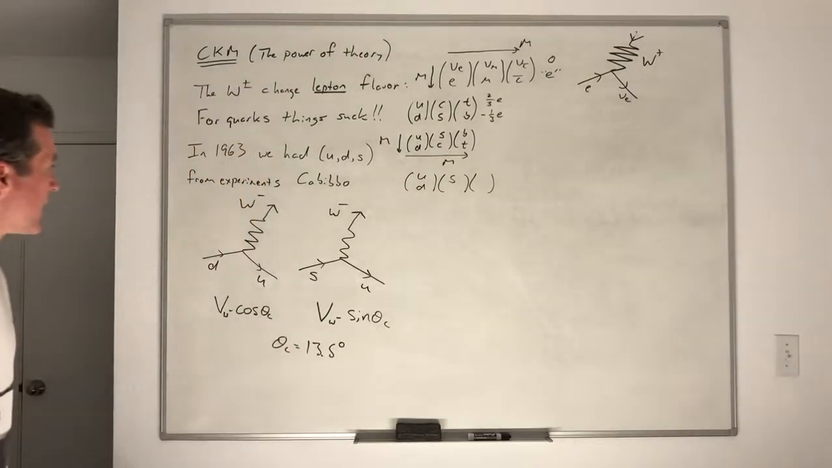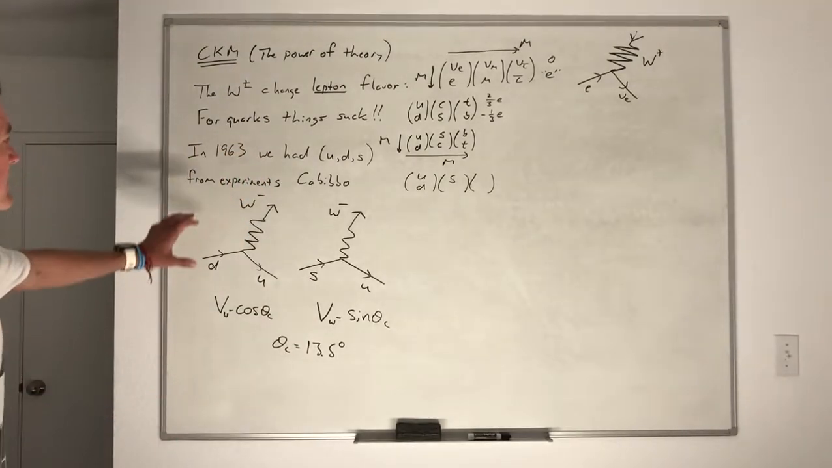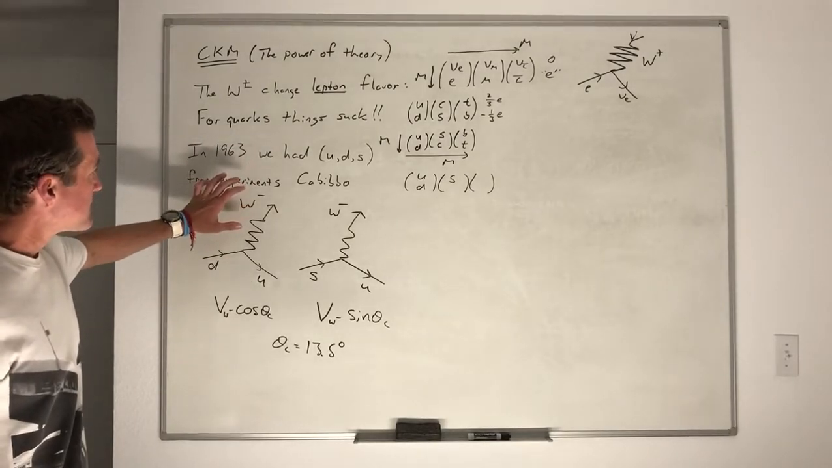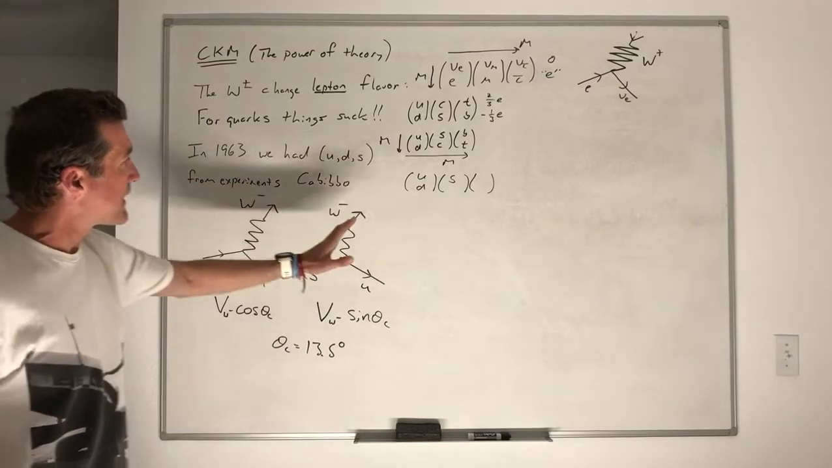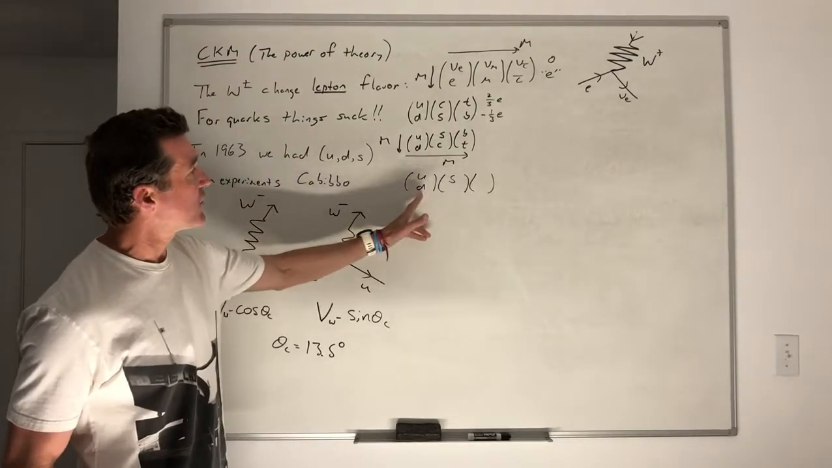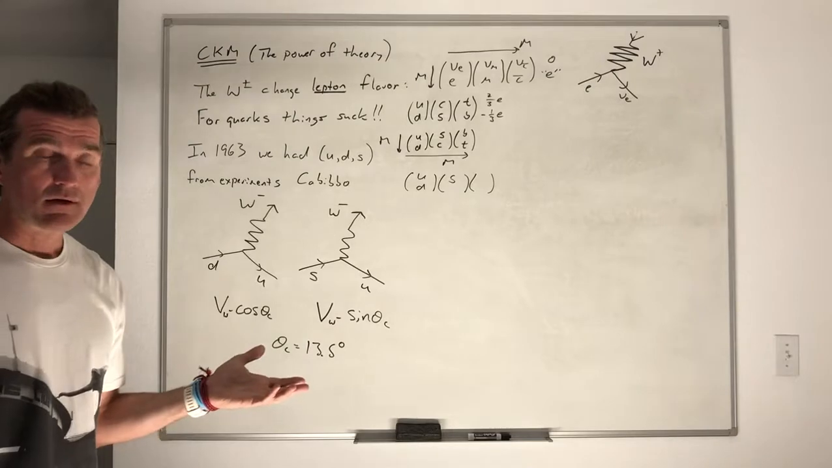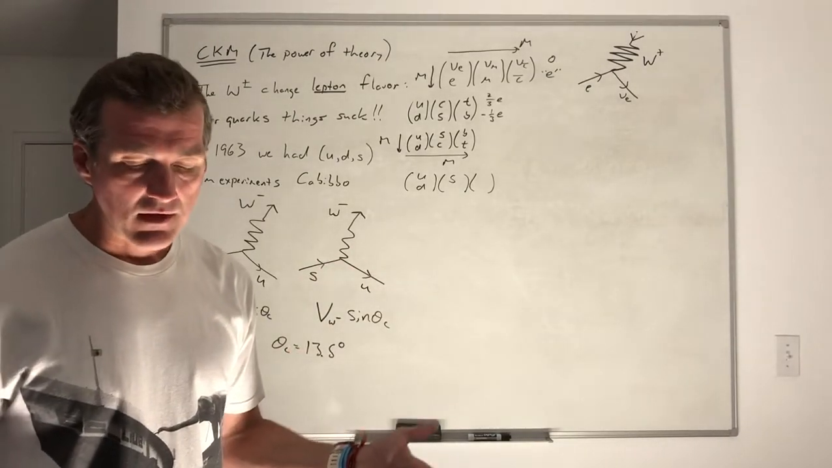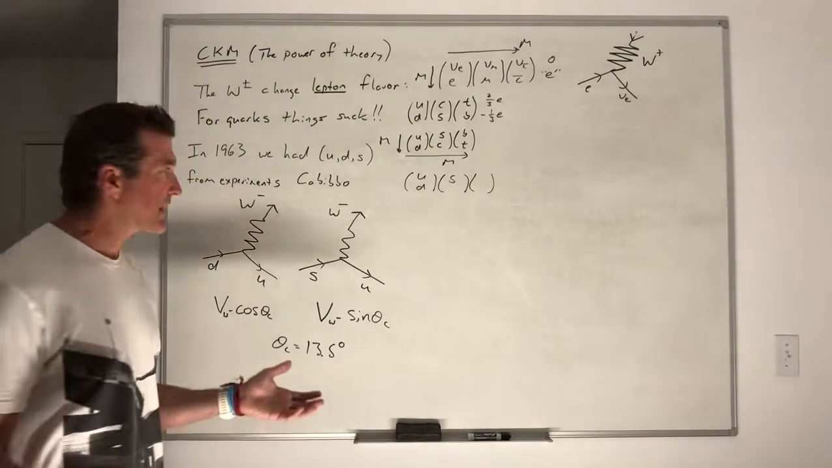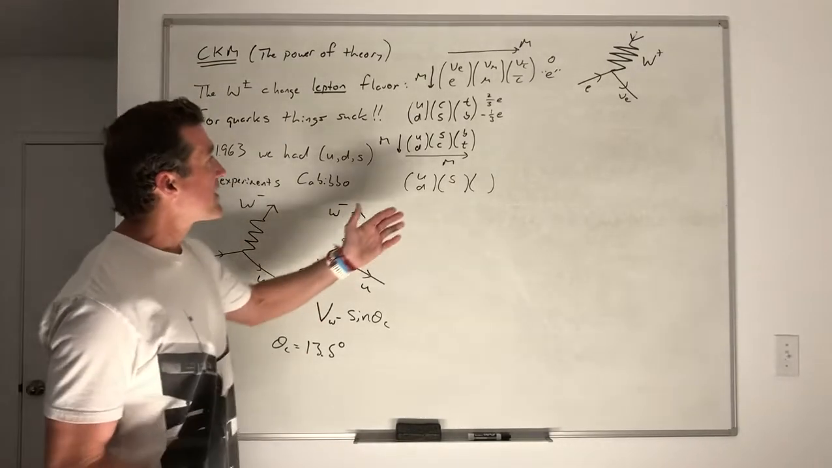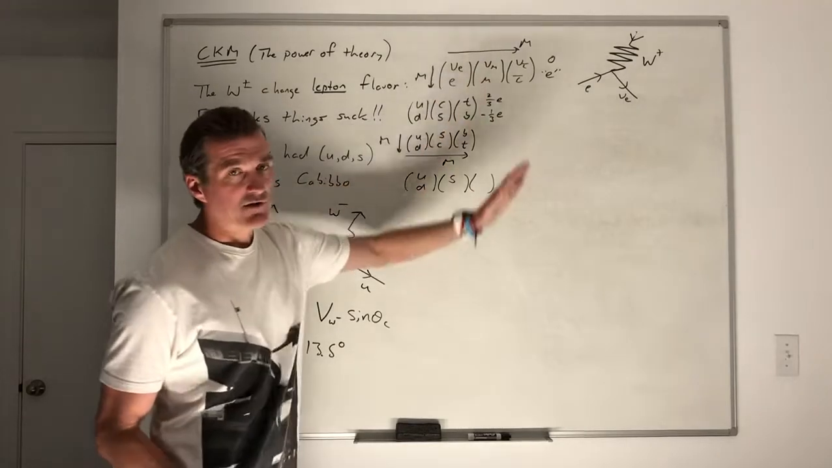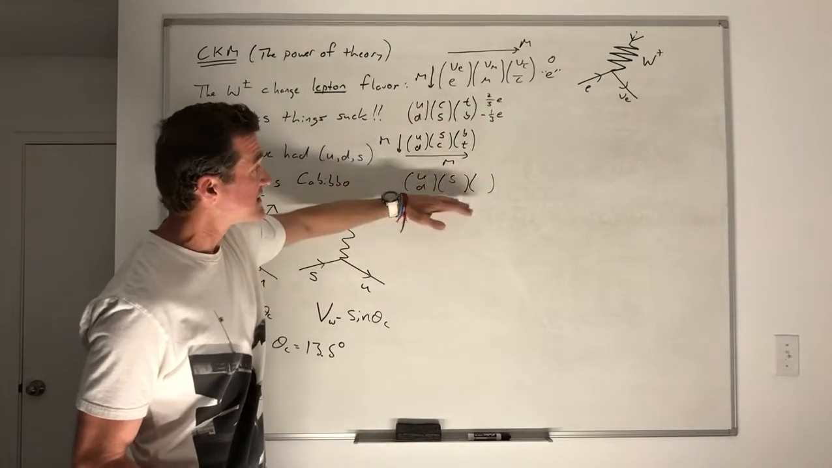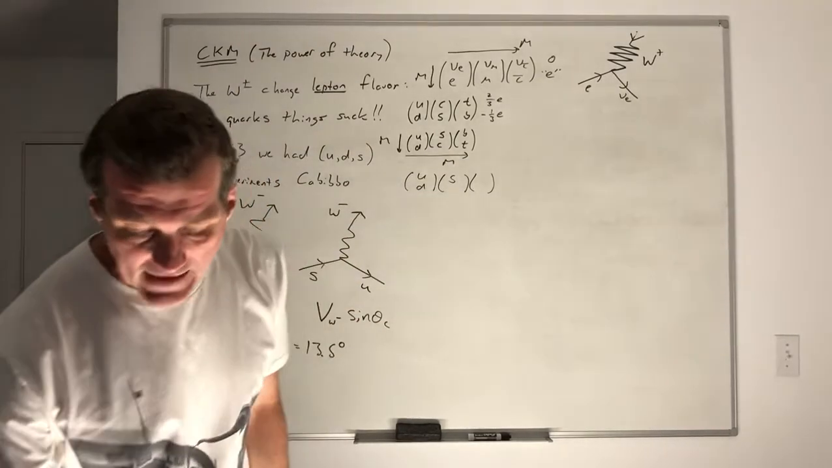But nonetheless, Cabibbo introducing this and allowing the weak interactions to move you from one generation to the other gave him results which were experimentally verified. So this is the first headache of the weak interactions, that they're not going to stay within a generation. Now, this is only true for quarks. It's not true for leptons. But that's kind of a pain.